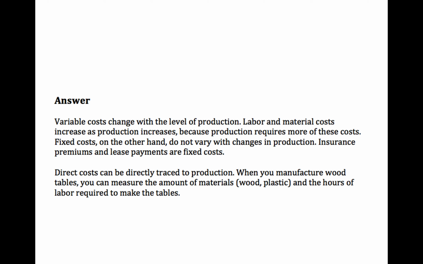Now let's talk about direct versus indirect. Direct costs can be directly traced to production. I just mentioned two of them: direct labor, direct material. When you manufacture wood tables, for example, you can measure the amount of materials, the wood and the plastic you need to use, and the hours of labor required to make the tables.